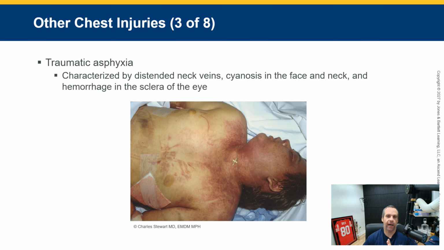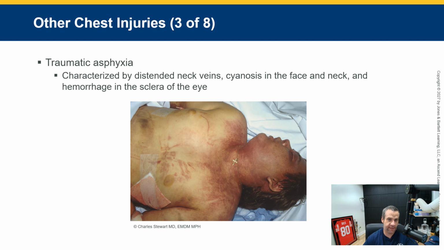Traumatic asphyxia. Now, this results from a really sudden, severe compression of the chest, right? So this may occur when a person's pinned beneath a car, trapped between a heavy object, or compressed against a structure, okay? Now, the rapid rise in pressure inside the thorax is going to force blood backwards into the veins of the neck and the head. So that really produces a distinctive pattern here.